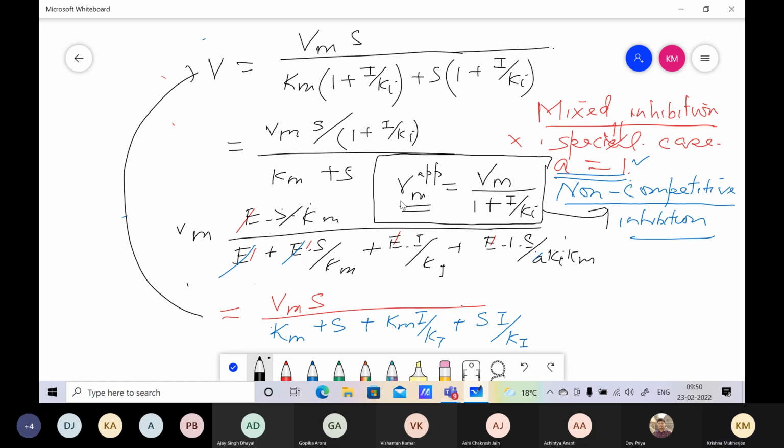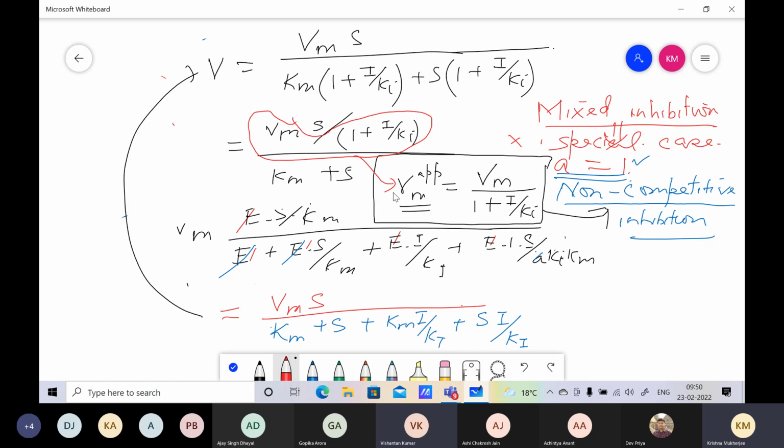Got it? So only the Vmax is changing. The Vmax is nothing but this number here. This is the Vmax apparent. Right?